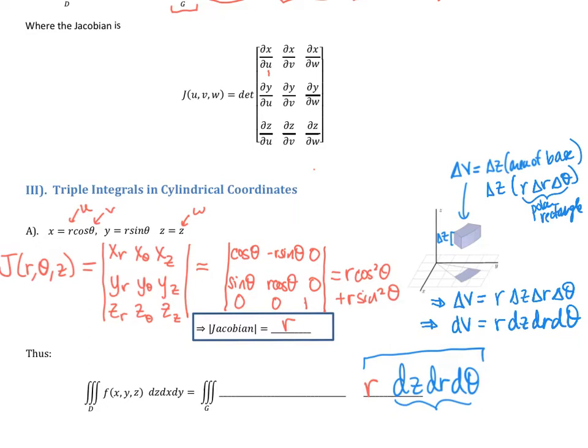All right, and then we're also going to need to rewrite our integrand here in cylindrical coordinates. So I'm going to replace x with r cosine theta, y with r sine theta, and then z can just remain z.